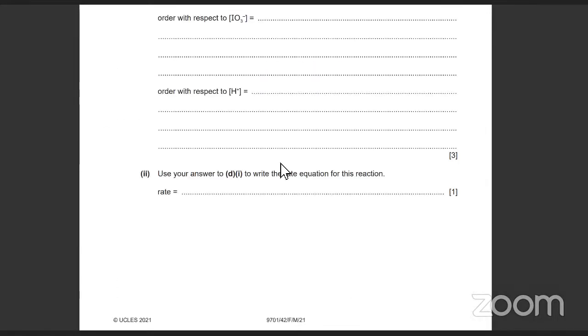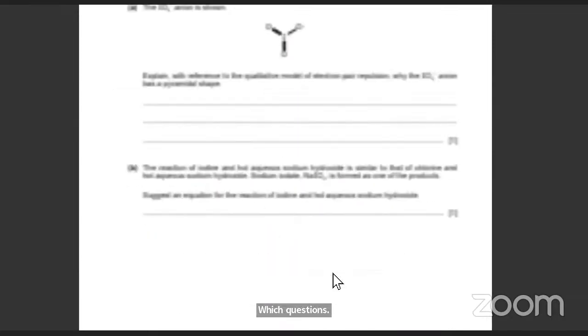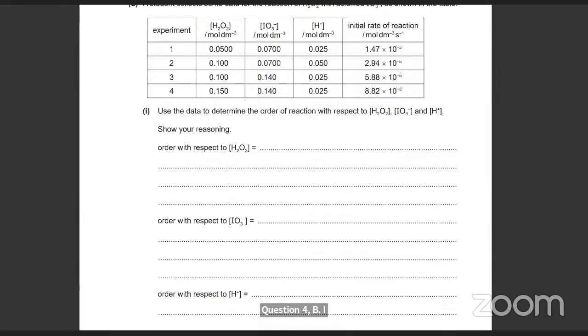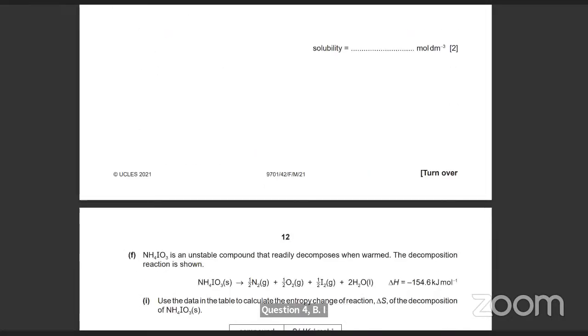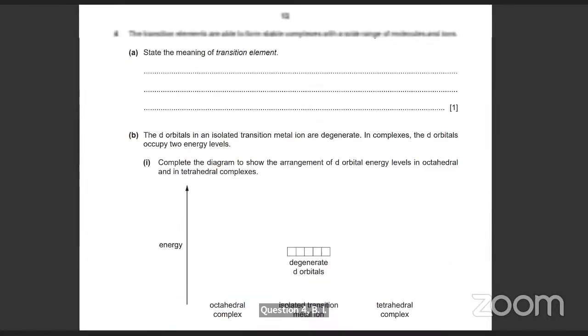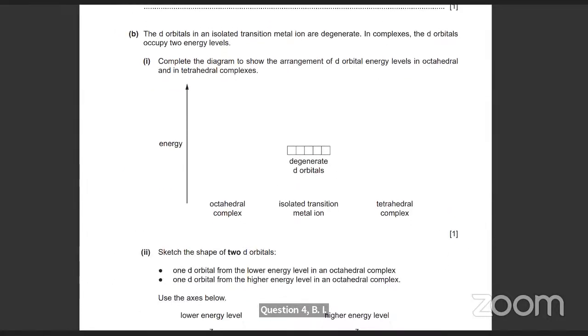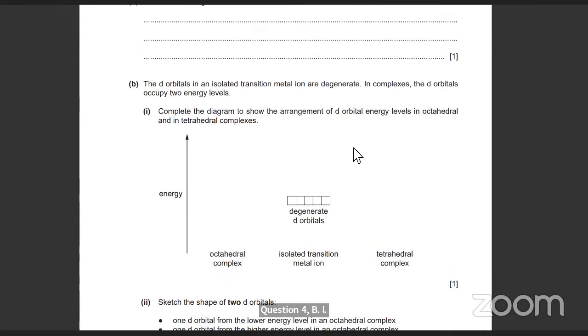Which question is it? Question 4BI. This one? Yeah, this one. I didn't know how to solve this. You remember, in a tetrahedral complex, this is from the notes.